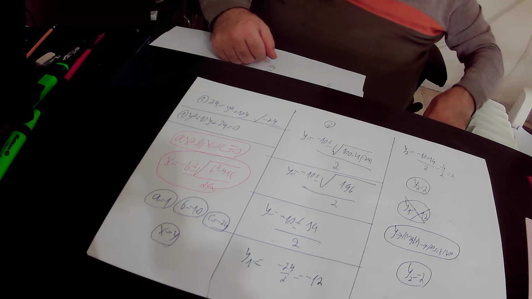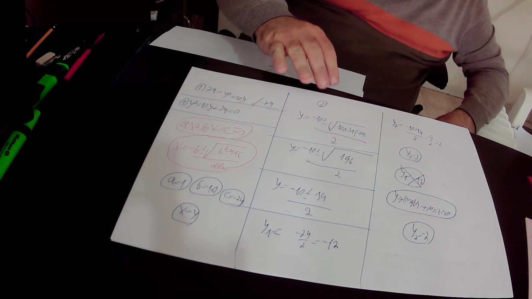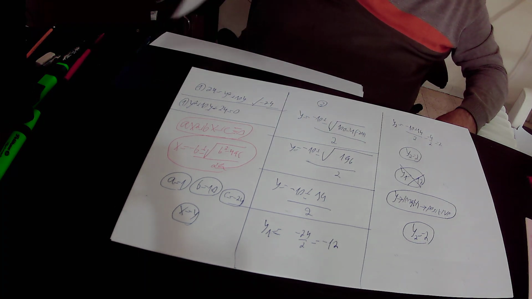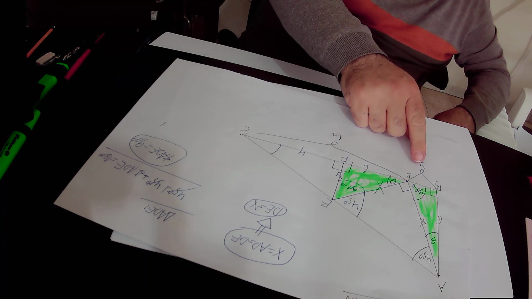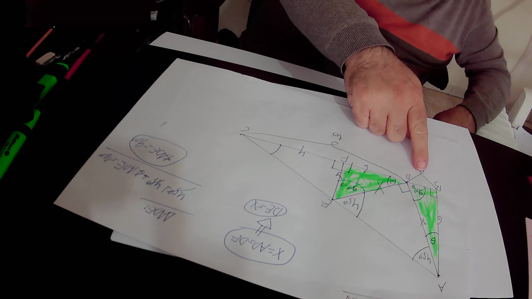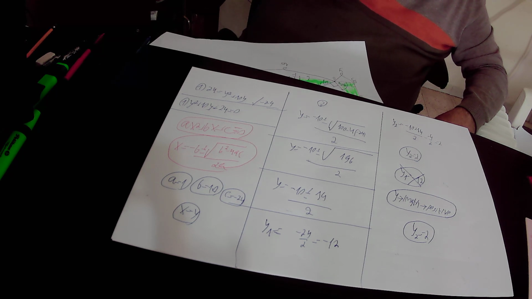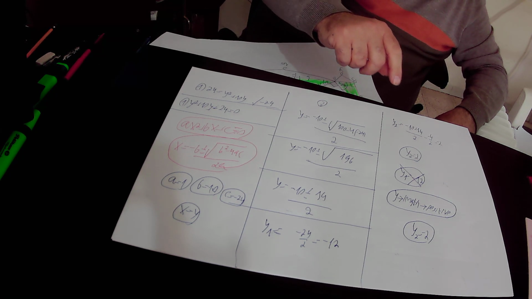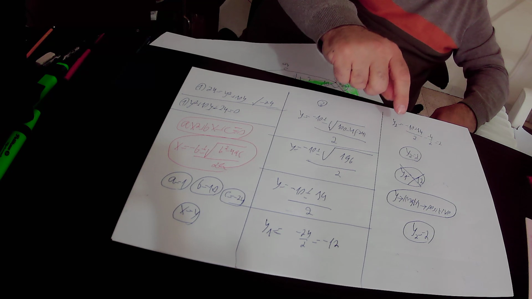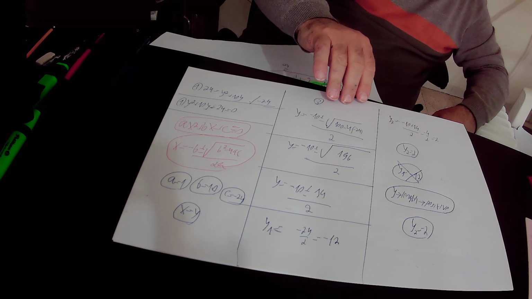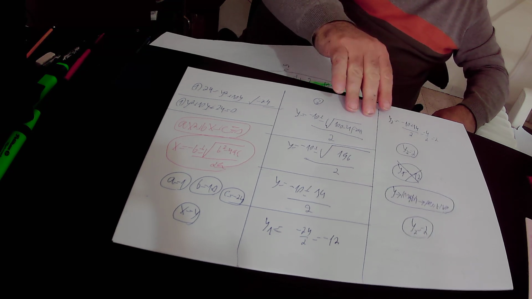But the first solution is an incorrect solution because y is a length. And because y is a length, it must be a positive number. So y cannot be a negative number. Therefore, y equals minus 12 is the incorrect solution. We cancel that solution, and we are left only with the solution y2 equals 2.